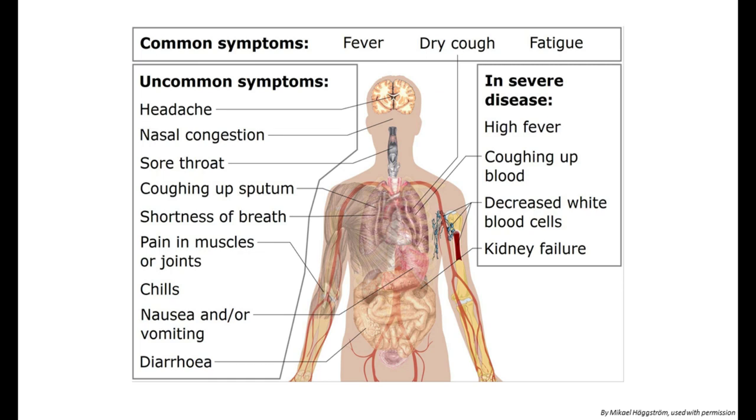So the symptoms, if you look at the top, the most common symptoms are fever, dry cough, and fatigue. In the common symptoms on the left, you've got headaches, nasal congestion, sore throat, coughing up sputum, not to be confused with the dry cough. Shortness of breath and pain in the muscles or joints, chills, nausea, vomiting, diarrhea. And then in the severe cases, you have the high fever, the coughing up of blood. It's been found clinically that patients have been observed early on to have syncope or fainting. They lose their appetites, not eating, dehydration, and persistent fevers.